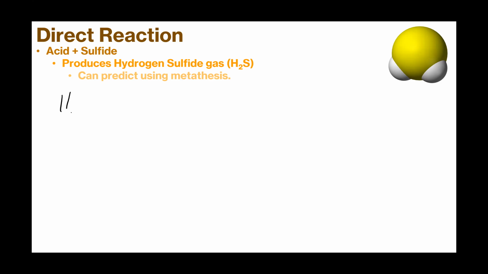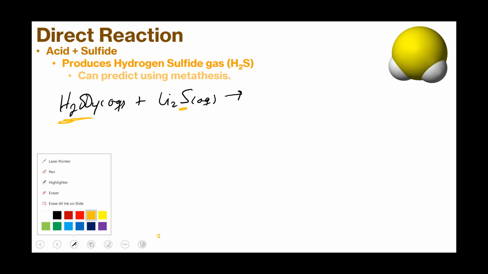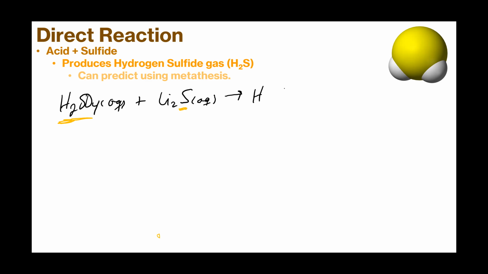Okay, so let's see what we got here. If we take sulfuric acid, H2SO4, and react it with lithium sulfide, I'm doing this aqueous, although it doesn't have to be aqueous. Say we're tasked with predicting the products. Look for the patterns. We've got acid and we have something with sulfide in it. So one of our products then is going to be H2S gas. The other product is the salt that's left over.